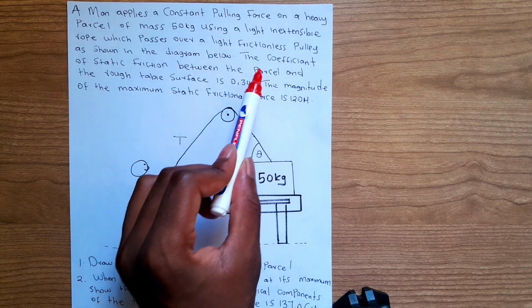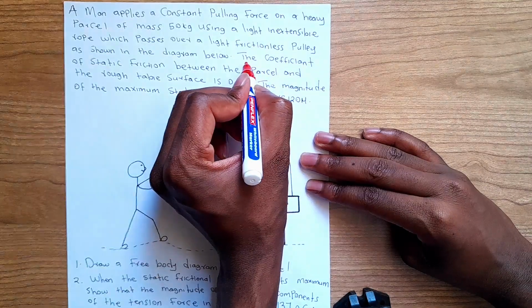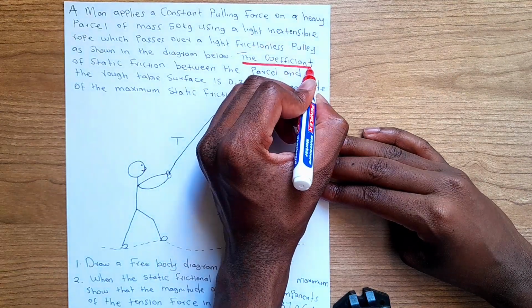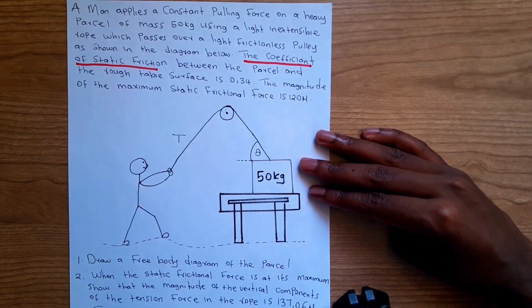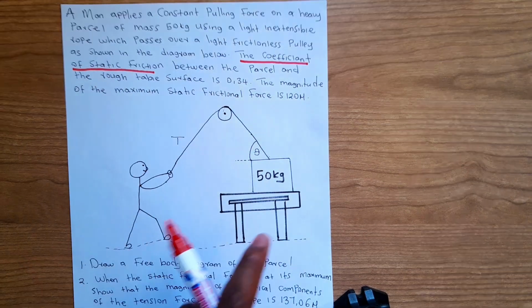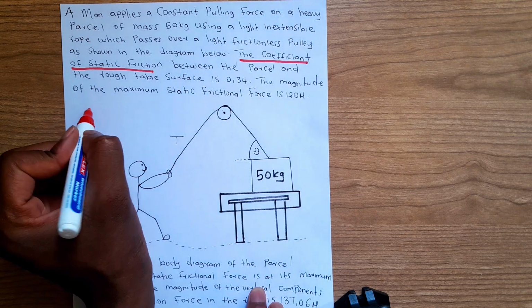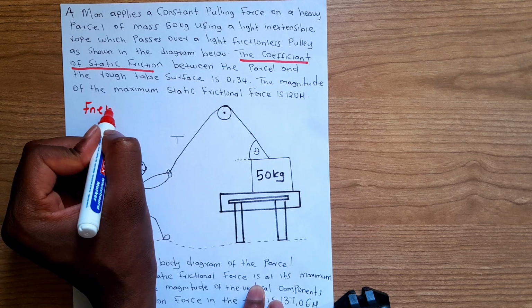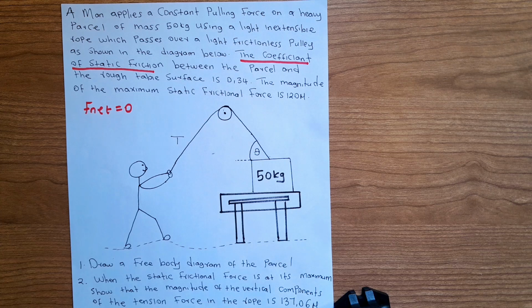The coefficient of static friction, this is the most important part of the question. Because this friction is static, it means that this thing is not moving, it is standing. So when it is standing, we know that F net equals 0, right? The acceleration is 0 because it is not moving. So F net equals 0.